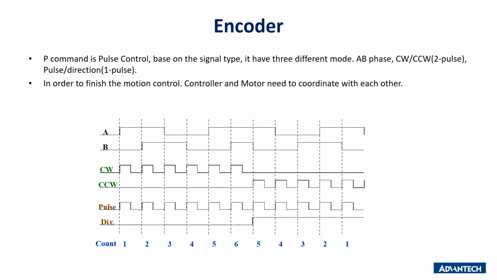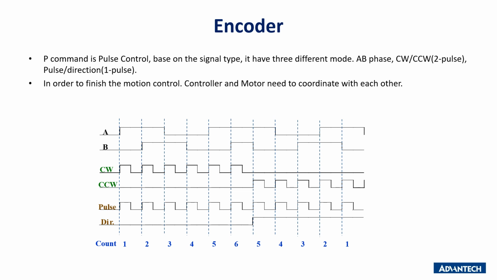For the motor driver part, there are 2 command types: P command and V command. P command is pulse control. Based on the signal type, it has 3 different modes: AB phase, CW/CCW, and pulse direction, as the picture shows below. For the motion control, the controller pulse type and motor pulse type need to coordinate with each other. Then it can work successfully.